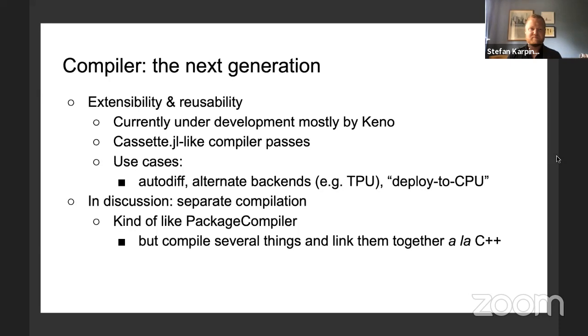So Cassette.jl was another very important concept that was invented to realize the compiler and be able to rewrite code in various ways. So we're currently looking at, Keno mostly has been working on a way to generalize the compiler and make it easier to do these kinds of things. And we have target use cases like better automatic differentiation and such.